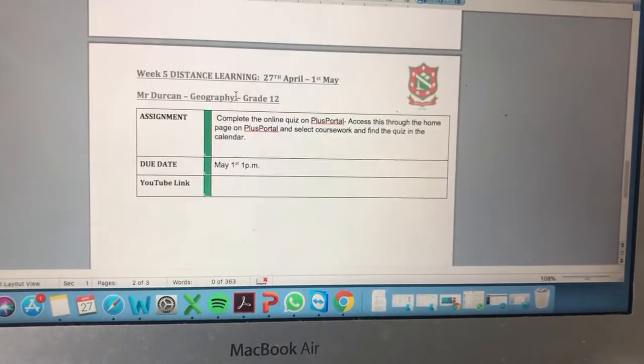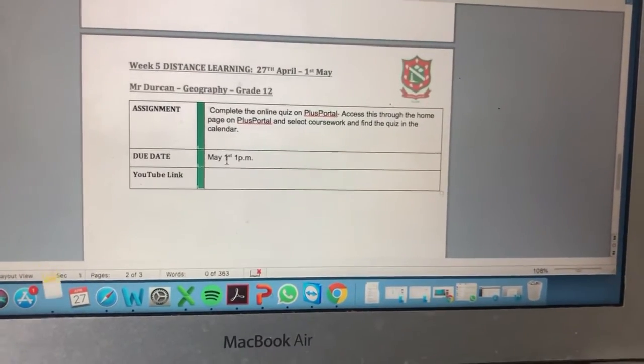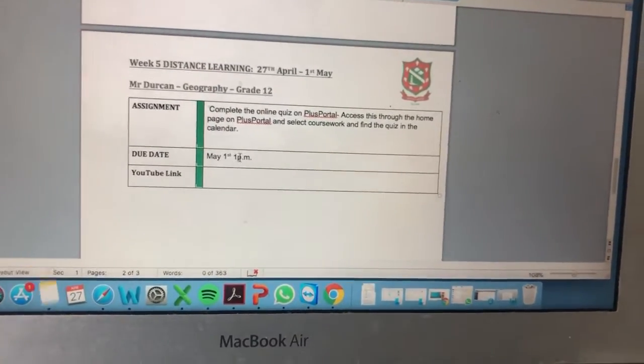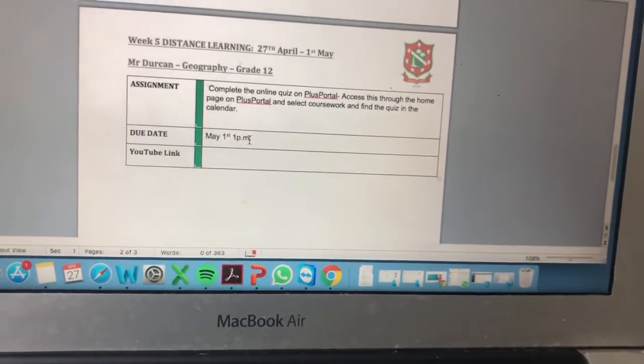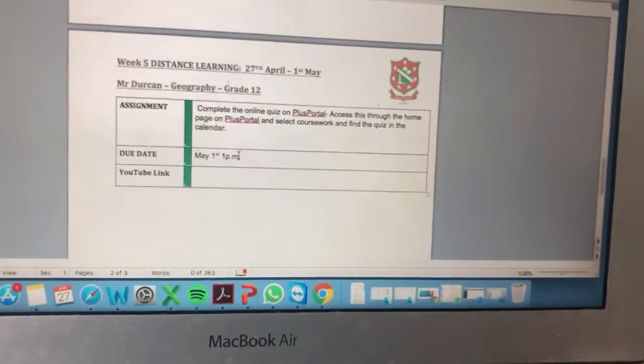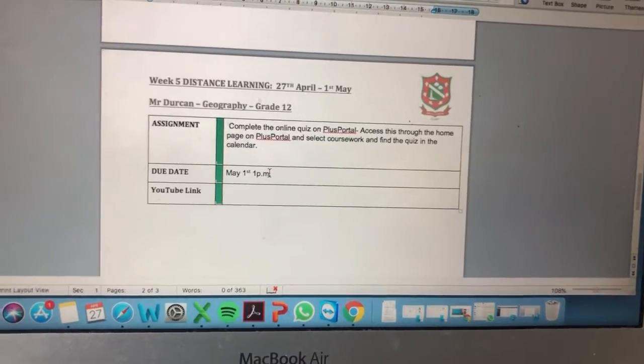So it's going to be focused on that. And you need to have completed that by May the 1st at 1 p.m, okay? That's the very latest deadline, because obviously Friday is when your grade books have to be submitted.